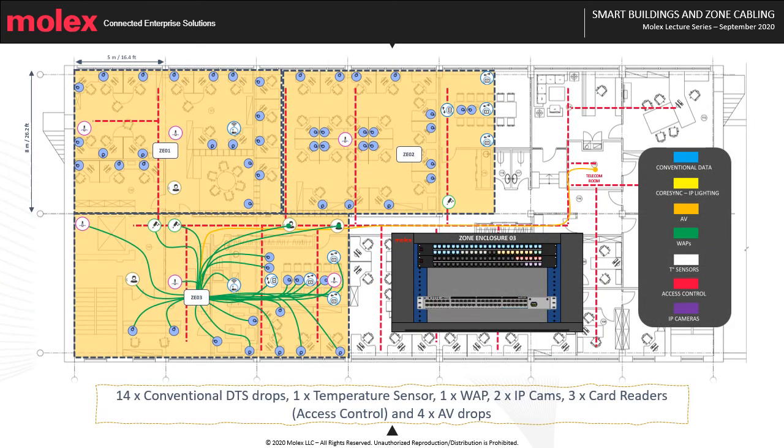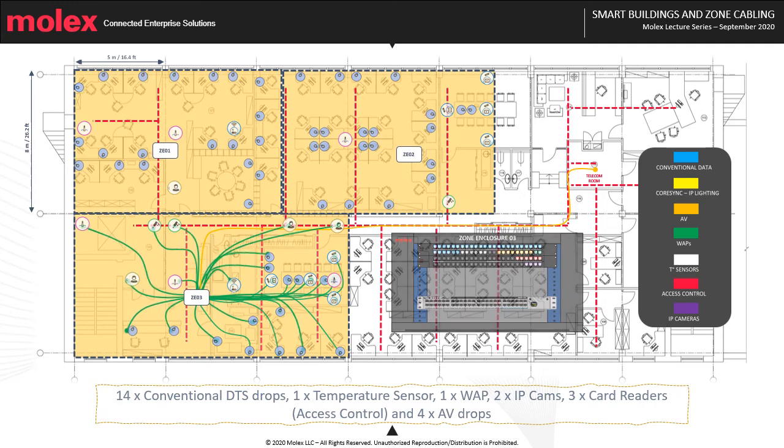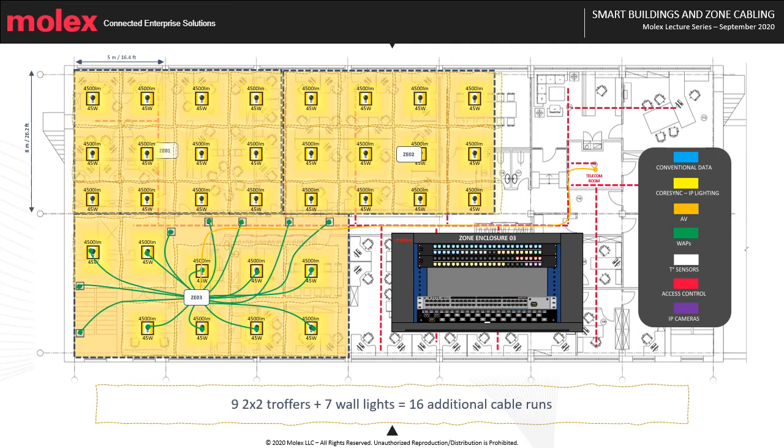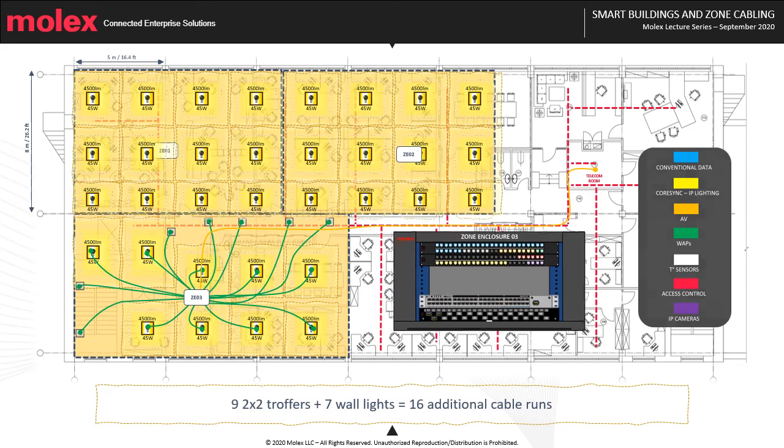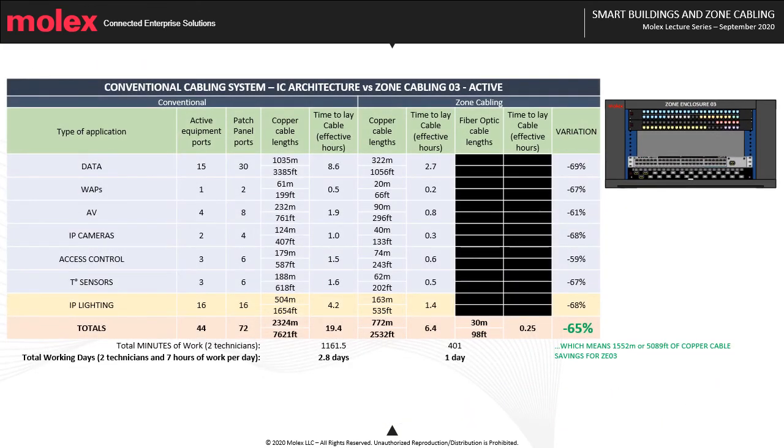Let's now continue again and complete our active zone cabling design. We will now design zone enclosure number 3, and this one here is for our voice, data, and IoT services. This is for the distribution of our remotely powered LED fixtures. And here's the comparison between, again, our conventional cabling and our zone cabling architecture for zone enclosure 3 only. And you can see as well here that we can achieve great savings of 65% on our copper cable.